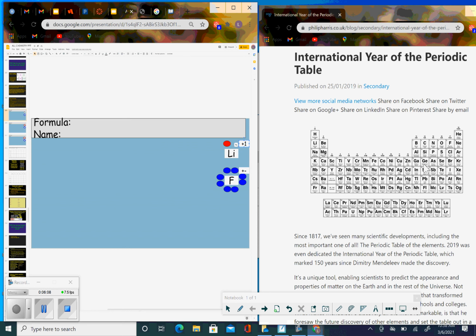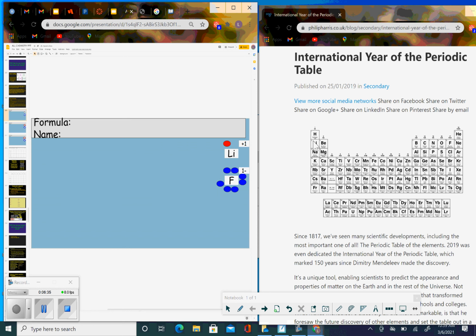So when I look at fluorine, I see fluorine has a -1 charge. A -1 charge means it is missing one electron. So I'm going to change this to a 1. So 1 minus means -1. And then I'm going to delete that electron because it has 7 valence electrons.